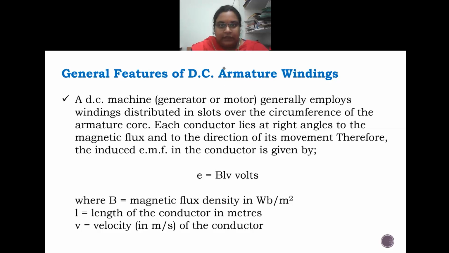In the last class, we have seen general features of the DC armature windings, and then we have just seen there are basically 5 different features of this DC armature winding. We have seen each of the features and how these have to be designed in such a way that we get maximum EMF and all those things we have seen.